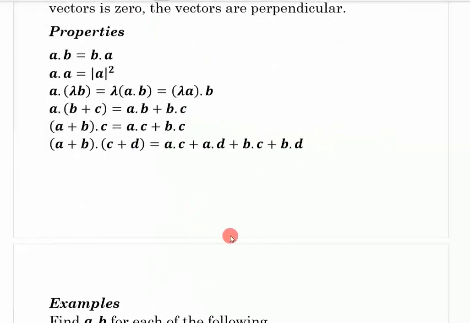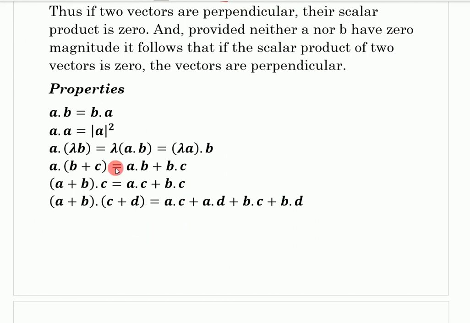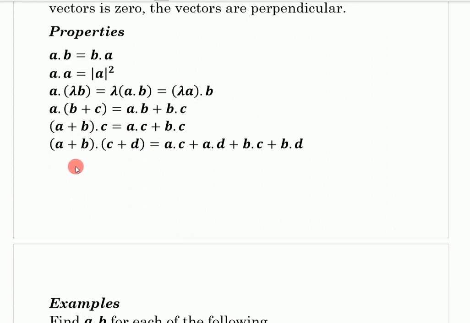Some of the properties of the scalar dot product are that it is commutative. A dot B is the same as B dot A. At least for a dot product, it is commutative. A dot A is the same as the magnitude of A squared. We shall have a look at these as we move on. Maybe I can give you an example here.